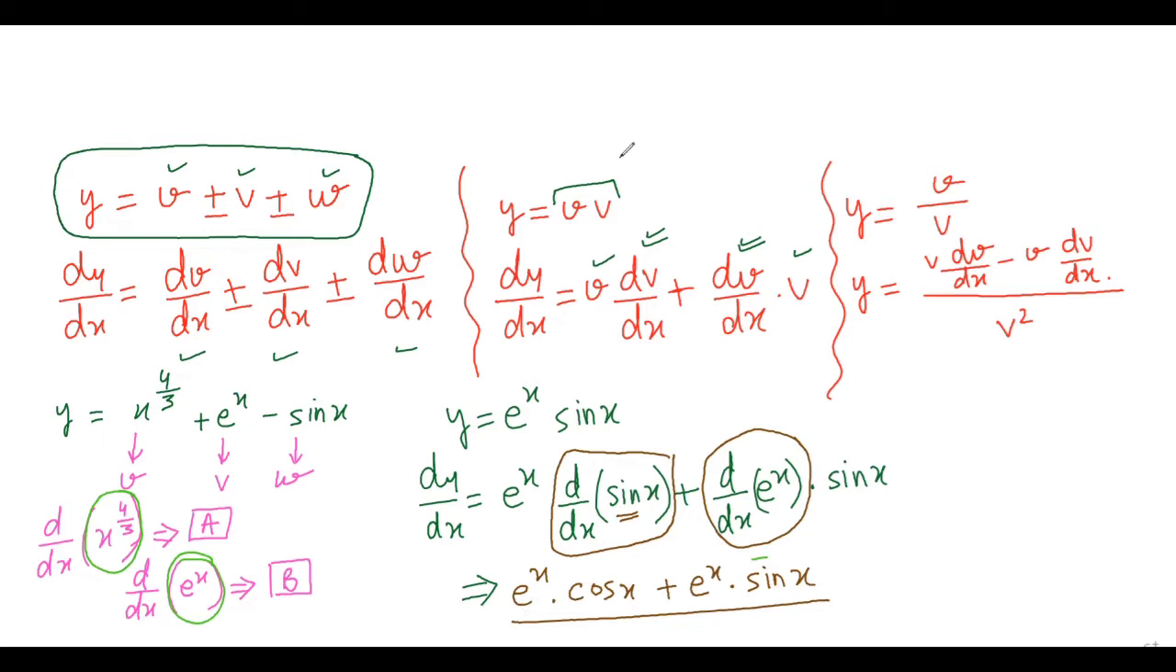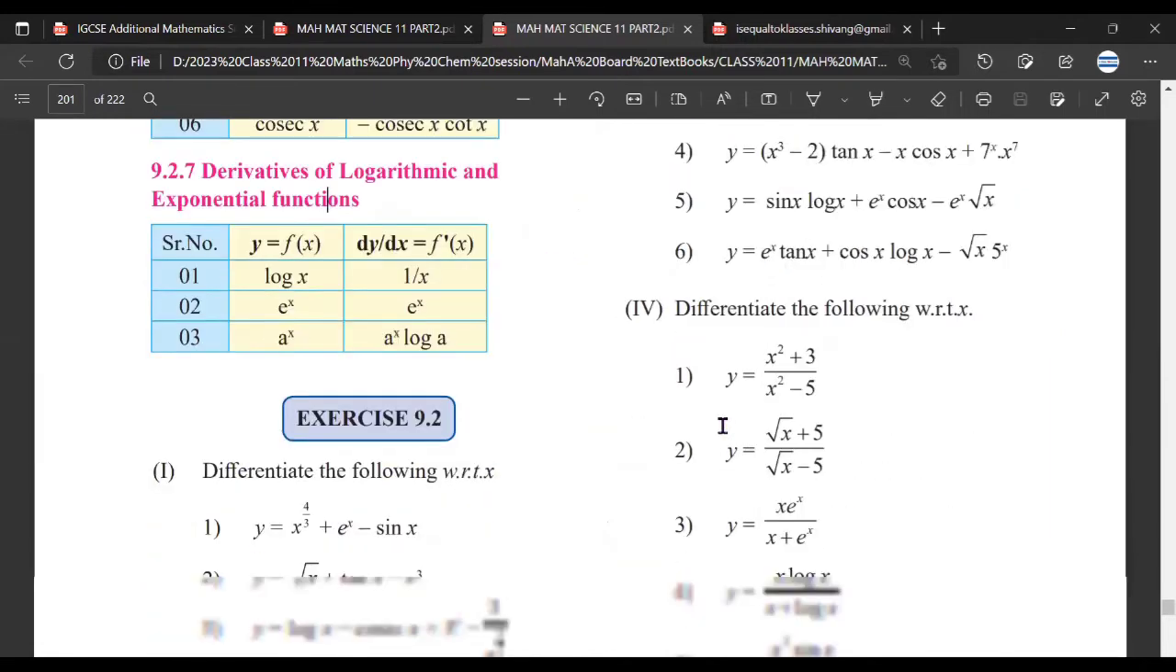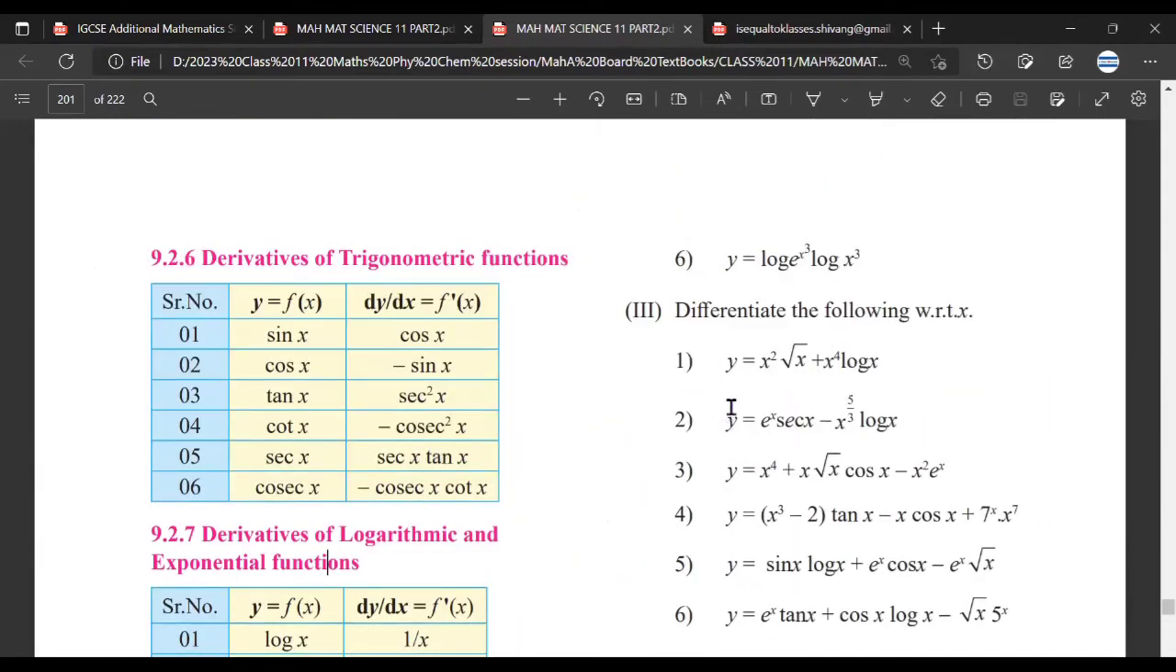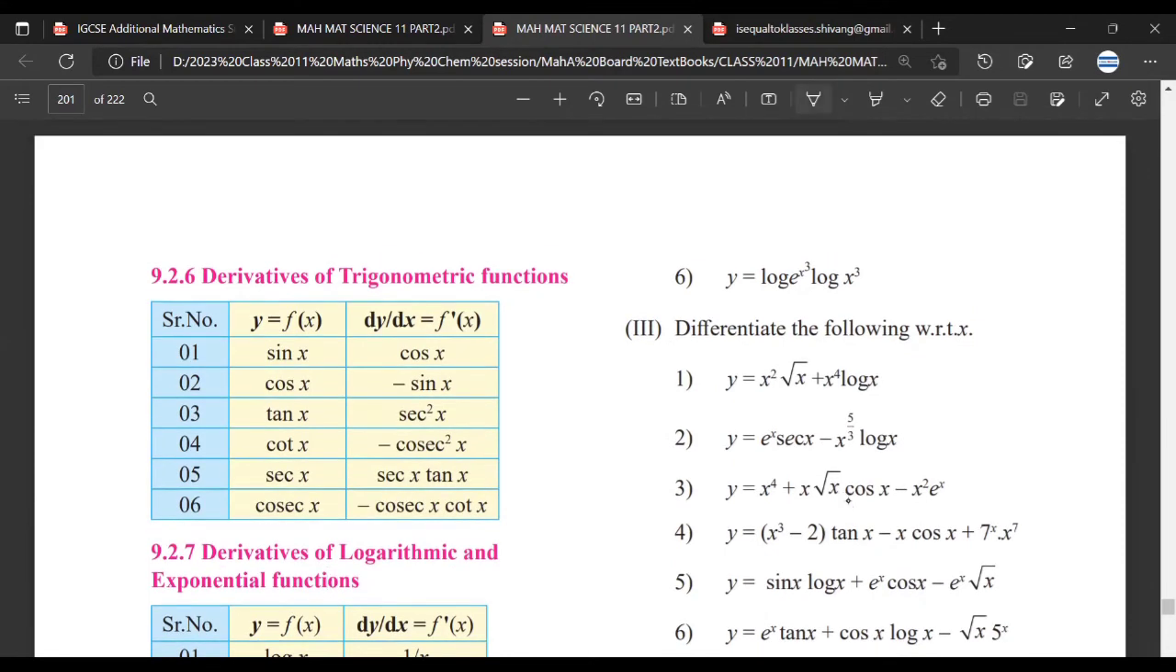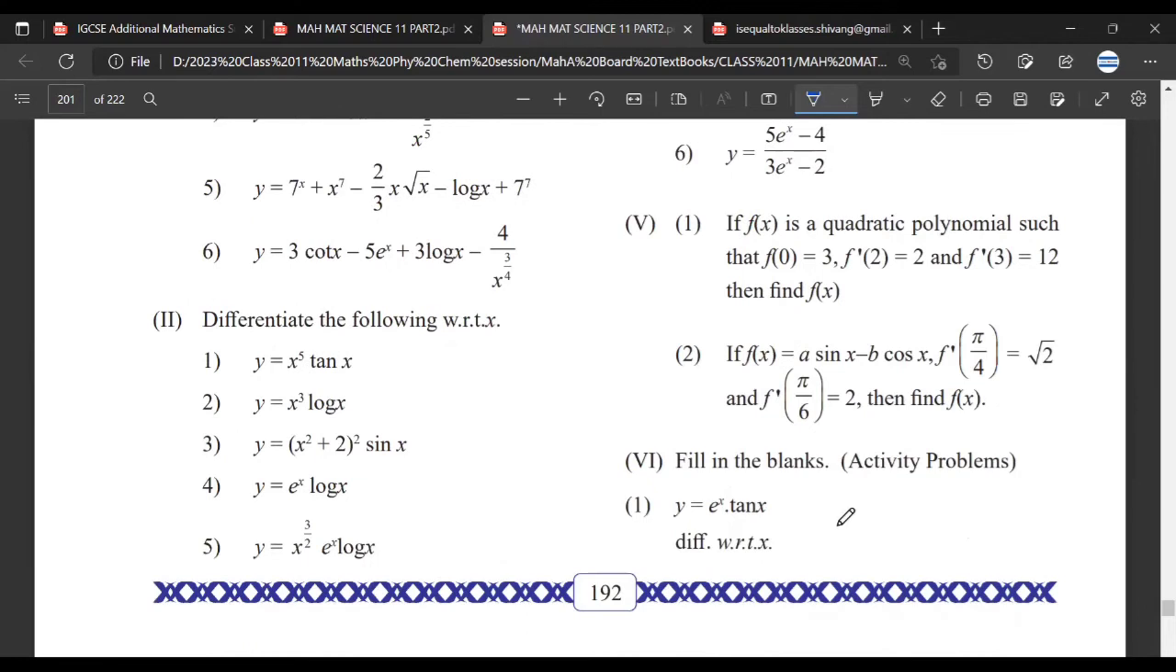So, these kind of questions are what you will have to do in the homework. Question number 2. You can leave question number 3. This is a bit tricky, especially if you don't know how to deal with logs. This one is tricky. So, you can also leave the 5th.